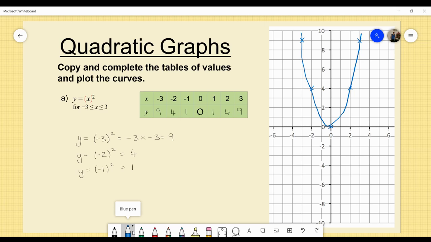So just a nice smooth curve going through and coming back up. Actually, this type of graph with this U shape is called a parabola. So just get used to seeing and using that word. That's the posh word for that U-shaped graph, which is a quadratic graph.